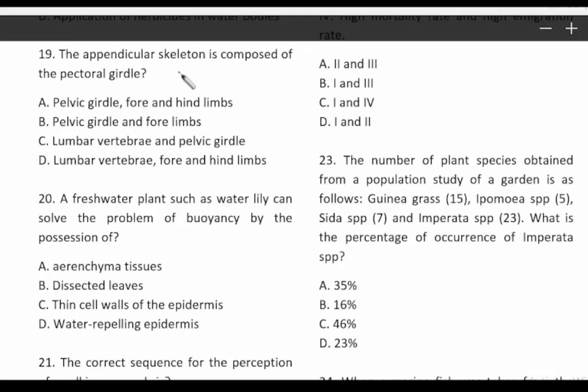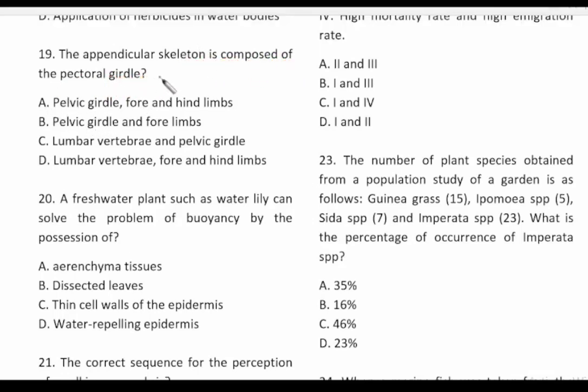The appendicular skeleton is composed of the pectoral girdle and other parts like A. Pelvic girdle, forelimb and hind limbs. B. Pelvic girdle and forelimbs. C. Lumbar vertebrae and pelvic girdle. D. Lumbar vertebrae, fore and hind limbs. Now when we talk about the appendicular skeleton, we are actually talking about the skeleton.